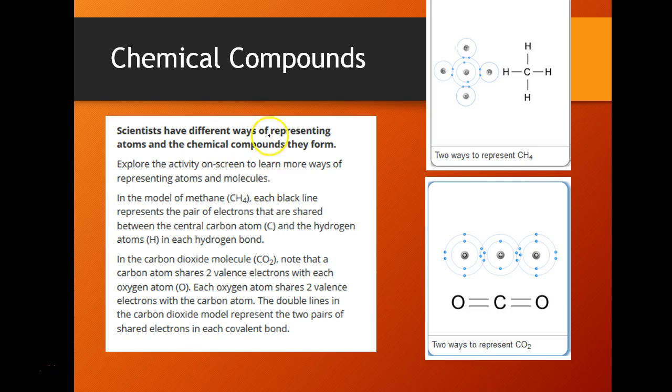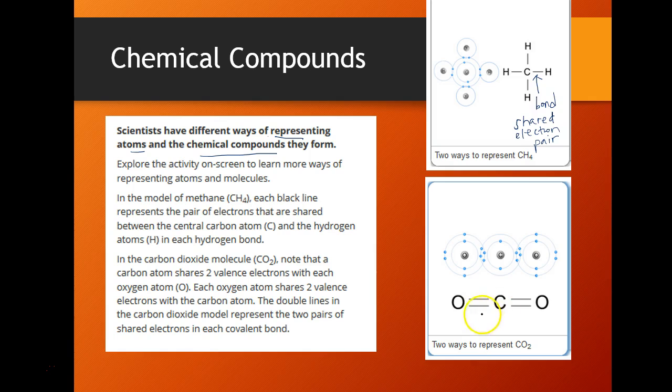Scientists have different ways of representing these atoms and the chemical compounds that they form. Here you see in these 2 pictures 2 different ways that chemical compounds can be represented. For example, you can have it written where each black line represents a bond, and as we know, because it's a covalent bond, it's shared electrons. So each black line represents a shared electron pair.